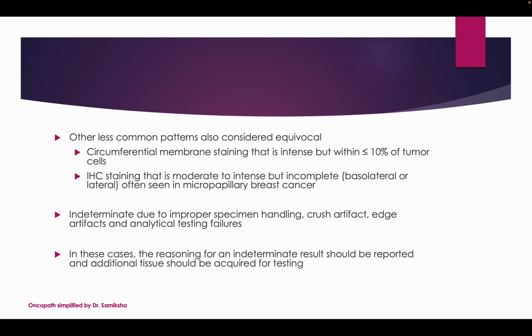Apart from these categories, there can be other less common patterns as well, which can be considered as equivocal. Like if you have a circumferential membrane staining which is strong in intensity but seen in less than 10% of the tumor cells, or the IHC staining that is moderate to strong in intensity but incomplete, like it could be basolateral or lateral, which is often seen in micropapillary breast cancer. So they are labeled as equivocal, and they will have to undergo in situ hybridization to know the HER2 status. Again, indeterminate expression can be seen because of improper specimen handling, or because of crush artifact, or edge artifacts, and any errors in the analytic testing, or the controls are not proper. So in these cases, the reasoning for an indeterminate result should be reported, and additional tissue should be acquired for testing of this HER2 expression.